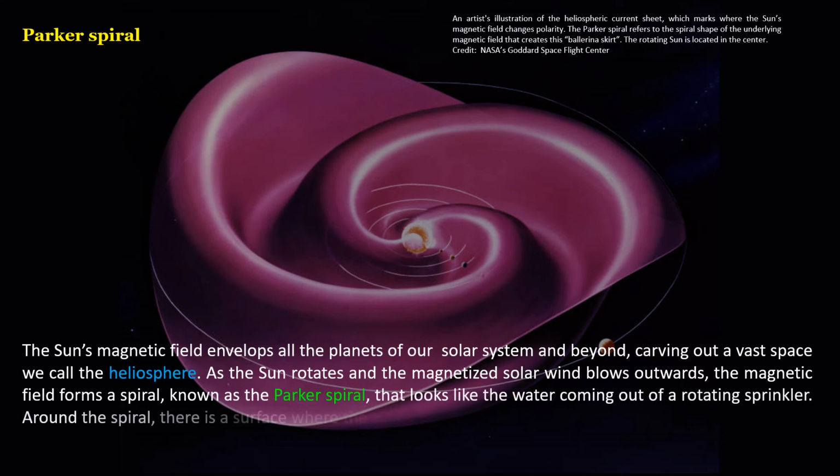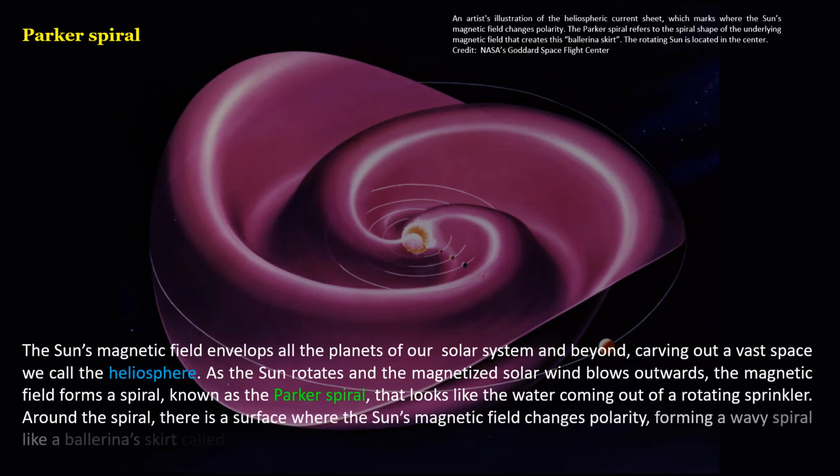Around the spiral, there is a surface where the Sun's magnetic field changes polarity, forming a wavy spiral like a ballerina's skirt called the heliospheric current sheet.